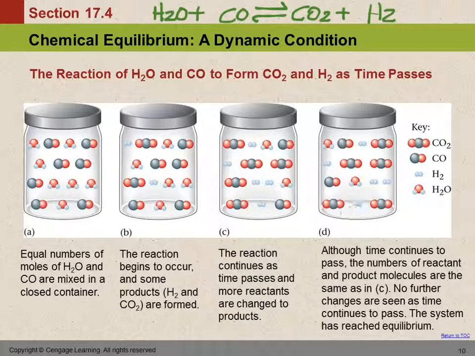And eventually we're going to get to this state of equilibrium. Time continues to pass, but the number of reactant and product molecules are the same. We don't see any more changes. And yet the forward reaction is occurring and the reverse reaction is occurring.